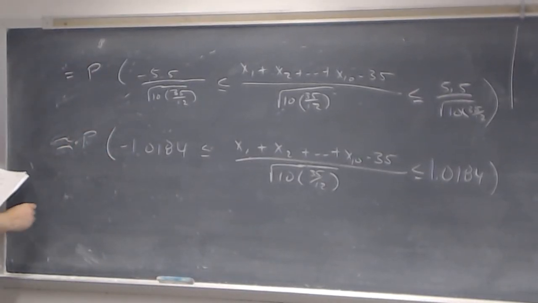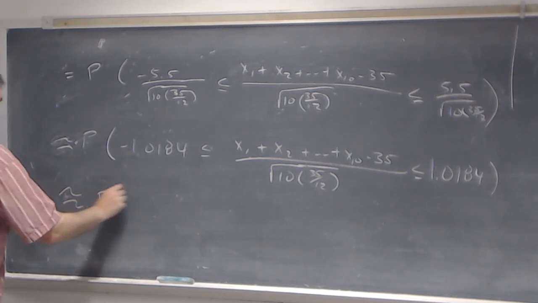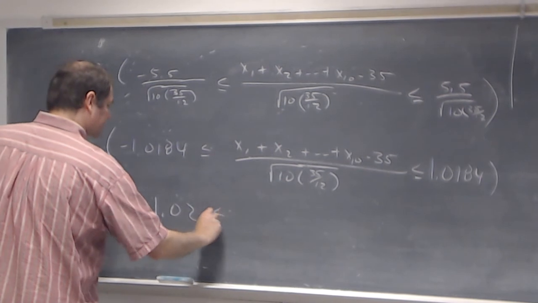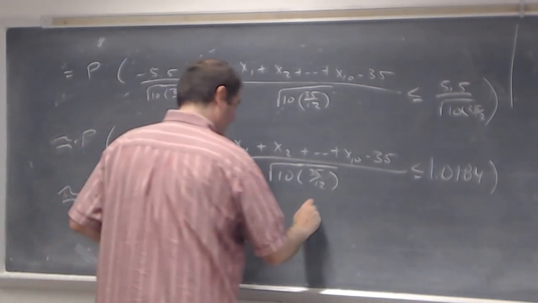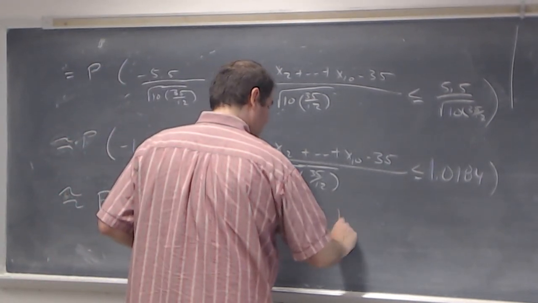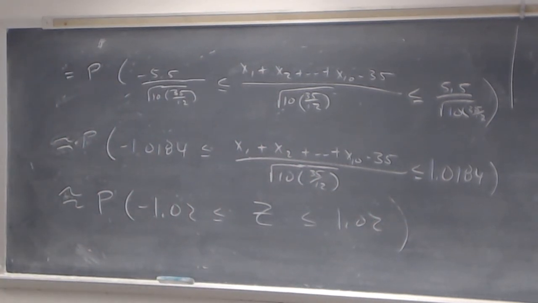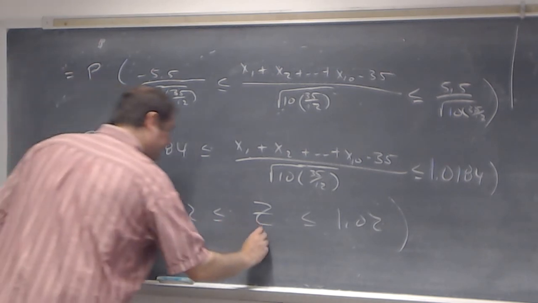So what this is going to be approximated by is the probability of, here I'm going to rewrite this as minus 1.02 less than or equal to Z, the standard normal random variable, which is less than or equal to 1.02. That's the way I'm going to truncate or approximate that decimal. Okay, this is the standard normal. We're almost done.